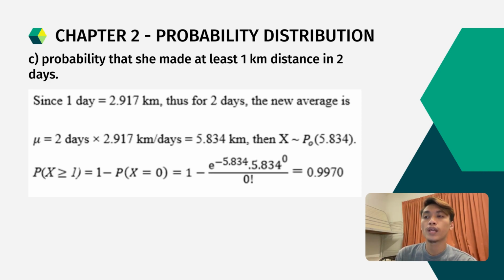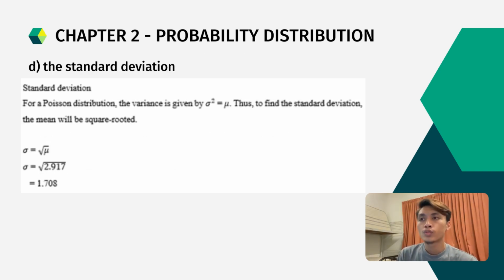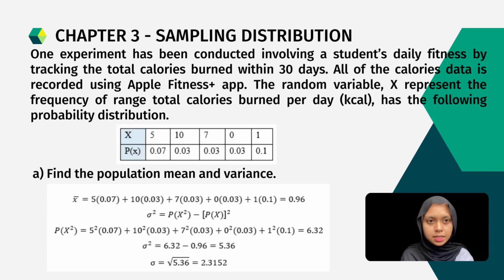So from that we use the Poisson distribution formula, which is P(x) is equal to or more than 1. Then we get 1 minus P(x) equal to 0, and we put in the value and we get the answer of 0.9970. So for the standard deviation, for Poisson distribution, the variance is given by variance is equals to mean. So to find the standard deviation, the value of mean will be square rooted. So this is the mean 2.917 square root, and we'll get the answer of 1.708.